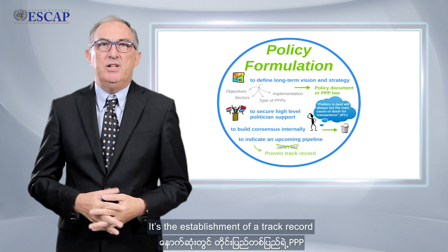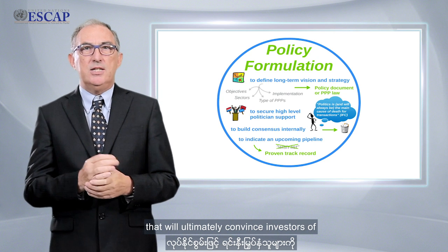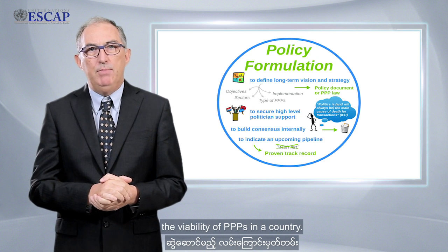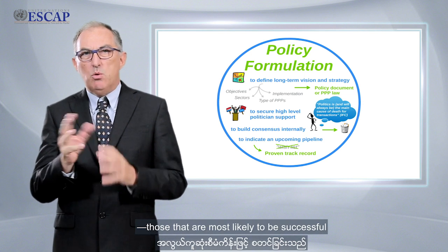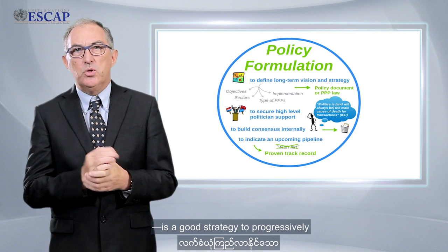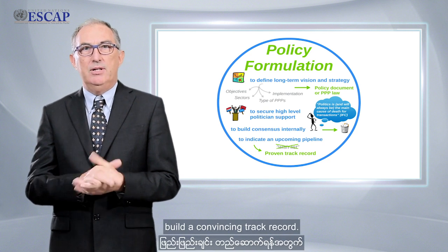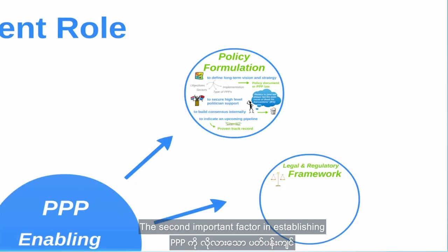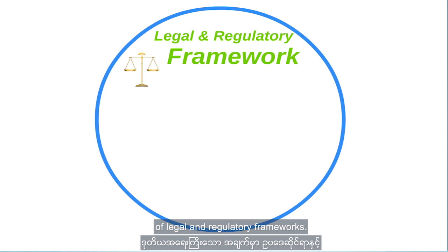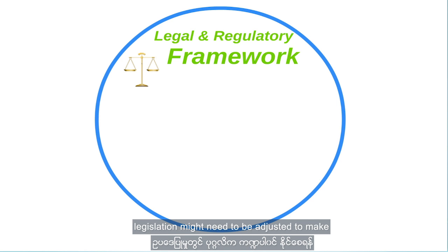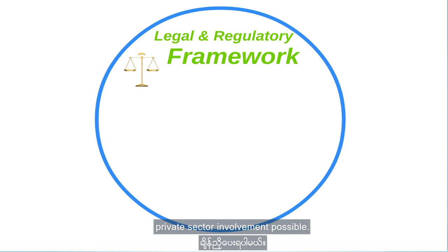It's the establishment of a track record that will ultimately convince investors of the viability of PPPs in a country. Starting with the easiest projects, those that are most likely to be successful, is a good strategy to progressively build a convincing track record. The second important factor in establishing a pro-PPP environment involves the compatibility of legal and regulatory frameworks. To attract private investors, legislation might need to be adjusted to make private sector involvement possible.